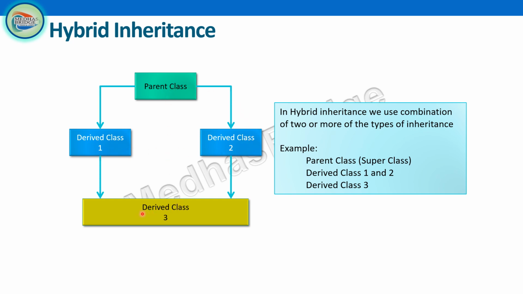On the other hand, derived class 3 is inherited from derived class 1 and derived class 2. So in this example, the parent class is a superclass, the middle classes are derived classes 1 and 2, and then the third class is derived class 3, right? Which is a kind of subclass to derived class 1 and 2.